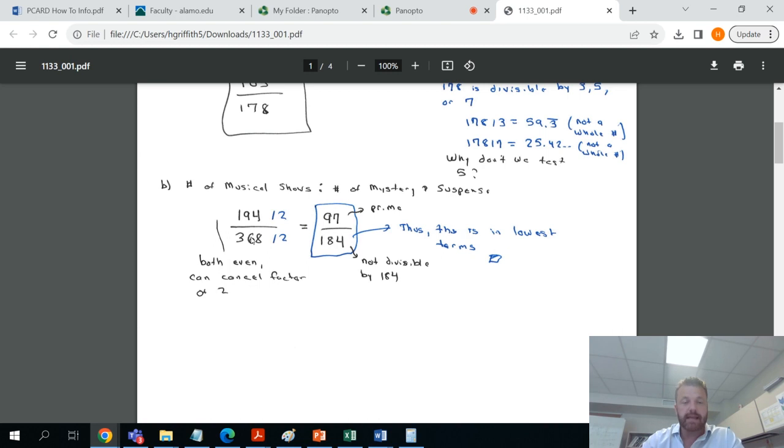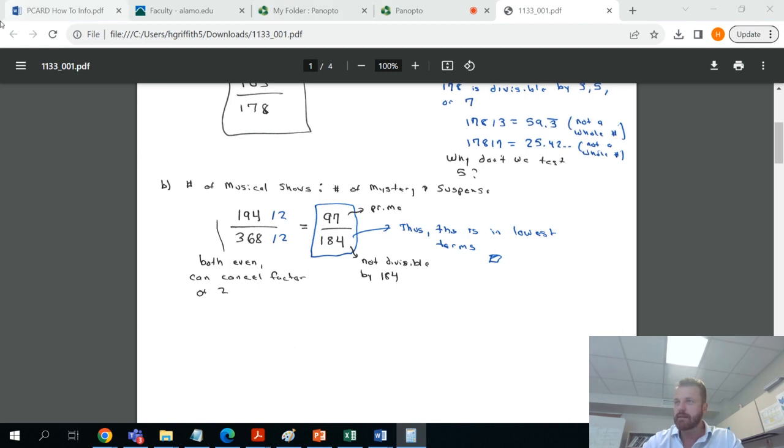When you're trying to reduce that into simplest terms or lowest form, hopefully the first thing that you recognize is that 194 and 368 are both even numbers. They end in a 2, 4, 6, 8, or 0. And what that means is that they're actually divisible by 2. So if you cancel that common factor of 2 from the numerator and denominator, you're left with 97 over 184. And what you can actually show is that 97 is a prime number.